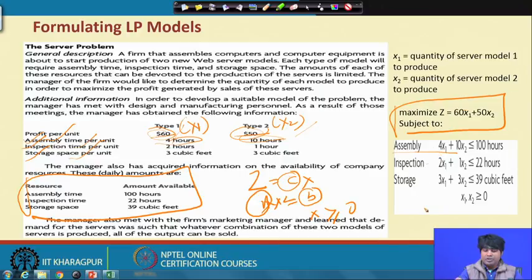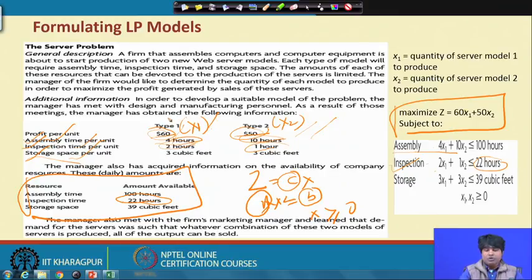Technically we need the coefficients of these constraints. The coefficients are here. The second constraint is the inspection. It needs 2 hours for the first product and 1 hour for the second product. So, obviously, the second constraint will be 2 x1 plus x2. Again we look for the resource availability, and we go to the second information base. Here, for inspection time, the maximum availability is 22 hours. So, obviously, this will be 22.